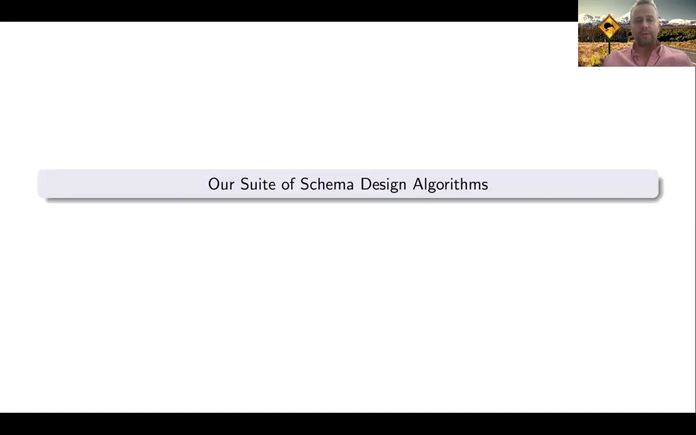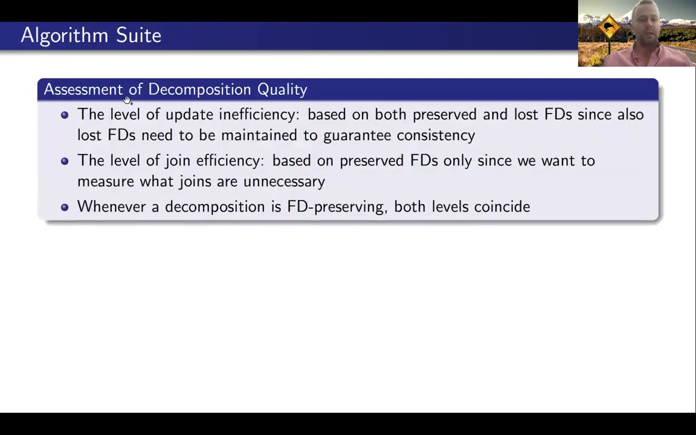So we then have a suite of schema design algorithms, and we assess in particular the decomposition quality based on the cardinality constraints. So for the level of update inefficiency of a decomposition, this needs to be based on both preserved and lost FDs, particularly lost FDs, because we also need to maintain their consistency. And this might be the most expensive one. So it would be very dreadful to not take this into account, like, we can't do this in classical normalization. But for the level of join efficiency, that's only based on the preserved FDs, since we want to measure what joins are actually unnecessary, right?